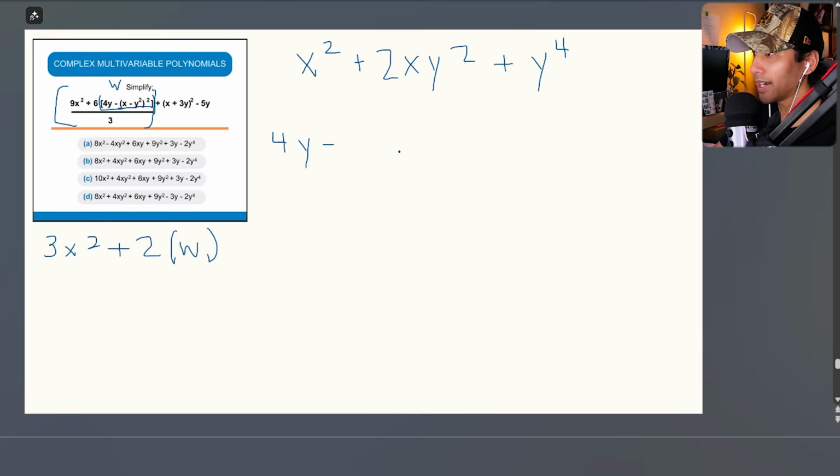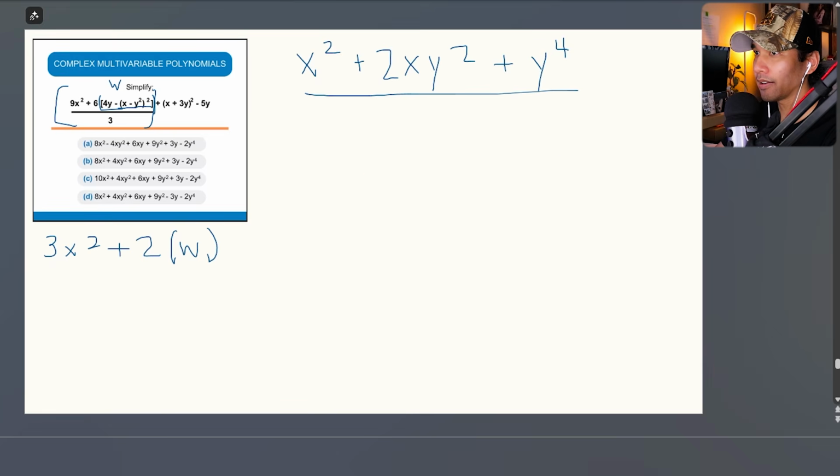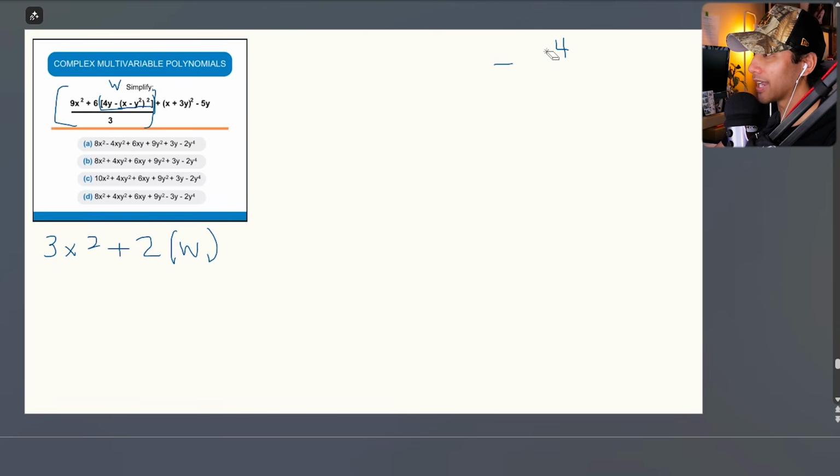4y minus, I'm going to put everything in parentheses again, this right here, x squared plus 2xy squared plus y to the 4th. Oh, I'm sorry. I messed up, actually. I messed up. Oh my gosh. Okay. See? X minus y squared. So, we got to go back, baby. We got to go back.